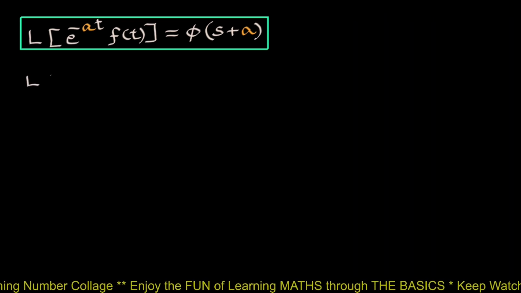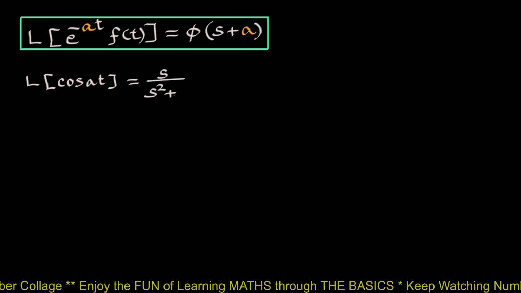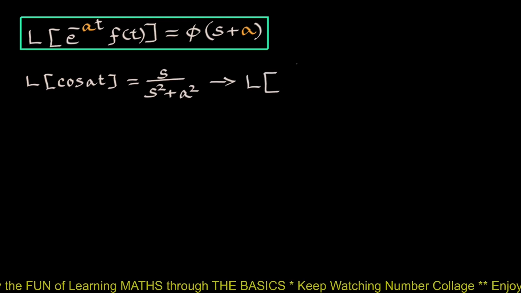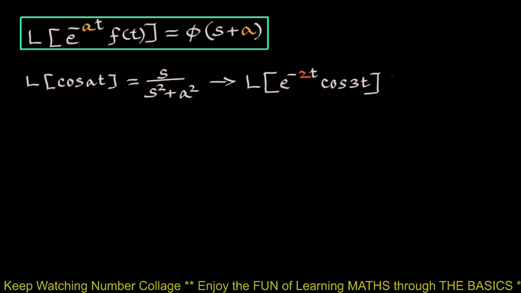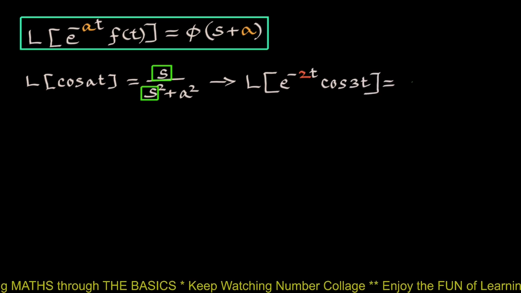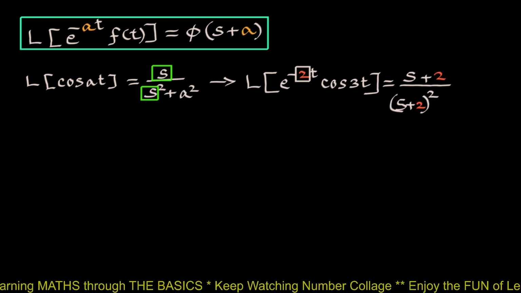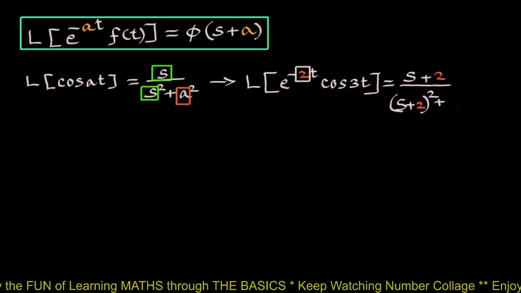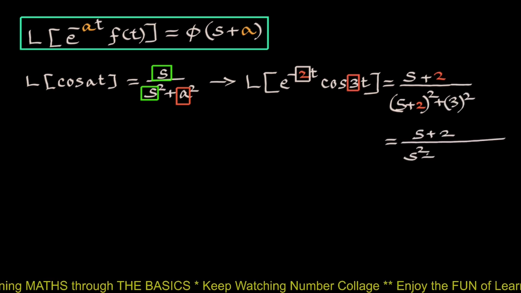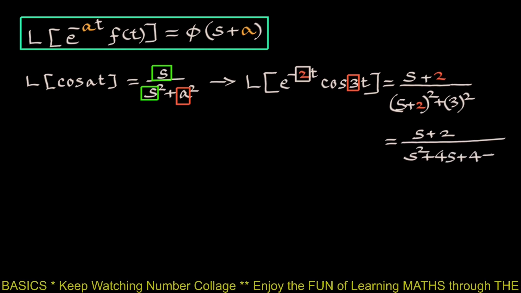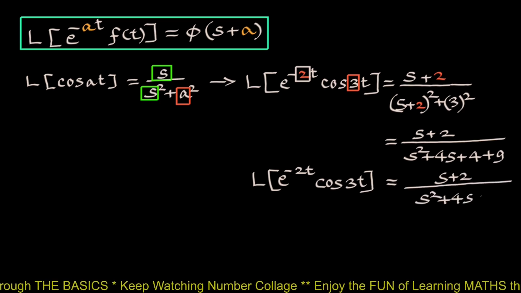We have the Laplace transform of cos at is s upon s square plus a square. Therefore, the Laplace transform of e raised to minus 2t cos 3t, according to the first shifting theorem, will be obtained by replacing s by s plus 2: s plus 2 upon (s plus 2) whole square plus 3 square, which will be s plus 2 upon s square plus 4s plus 4 plus 9, which is s plus 2 upon s square plus 4s plus 13.